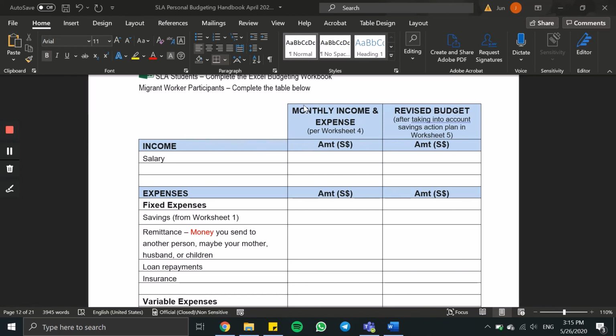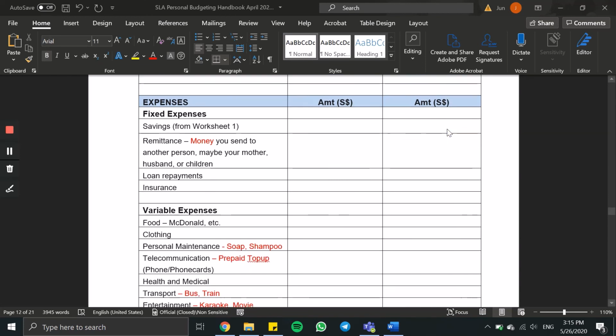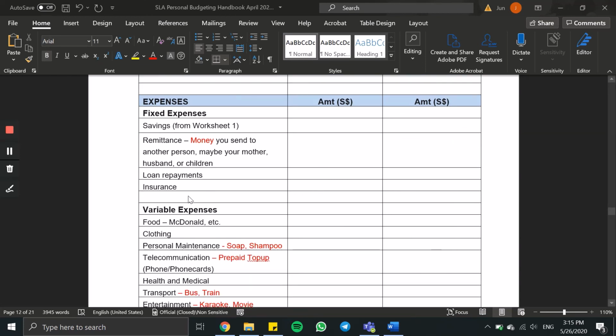So then you go on to write down the amount as per Worksheet 4. This will not be changed. You just have to refer to and include them inside here, your monthly income and expenses. And for this column, which is as per Worksheet 5, you take into account any savings action plan that you've written. So maybe you want to reduce on McDonald's, you reduce by $10 every month. Maybe in the past you were spending $20, but now, as per your savings action plan, you want to reduce by $10. So you get 20 minus 10, you have 10.